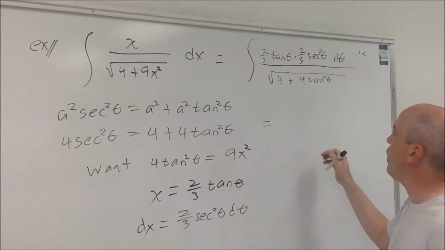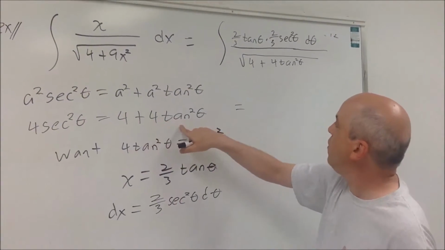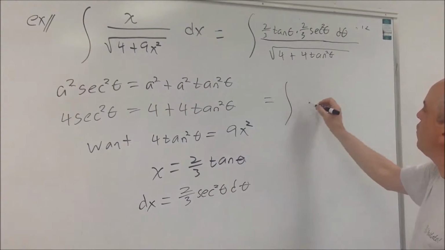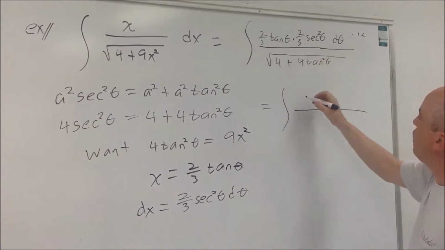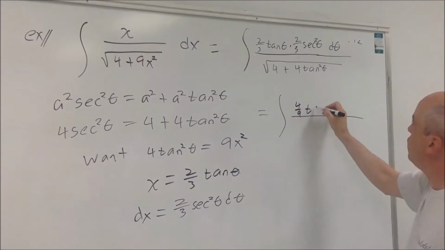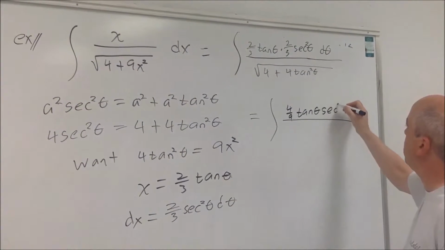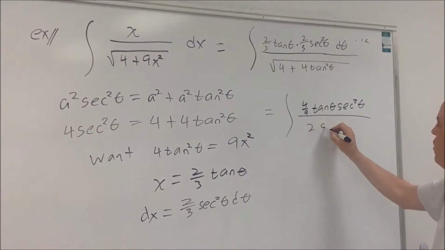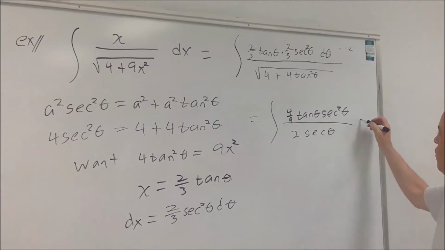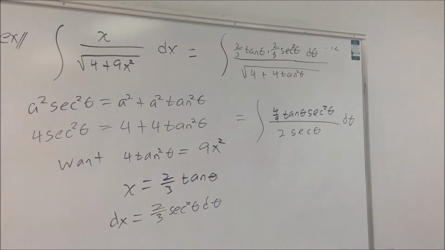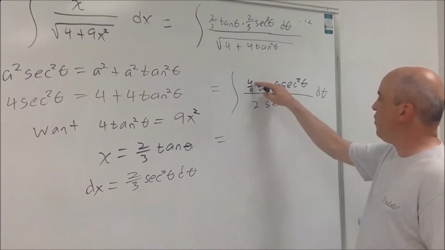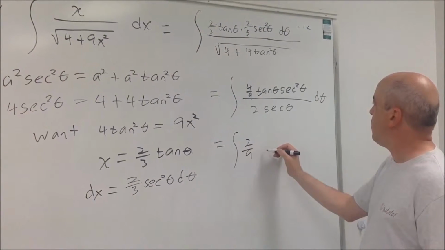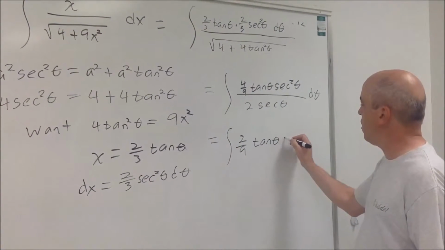Now, how do we use the substitution? Well, we're going to replace 4 plus 4 tan squared with 4 secant squared and take the square root. So what do we end up with? Up top we've got 4/9 total, tangent theta secant squared. On the bottom we've got the square root of 4 secant squared, that's 2 secant. And you can see that one of the copies of secant will cancel. That's going to leave us a total of 2/9 tangent theta secant theta d theta.